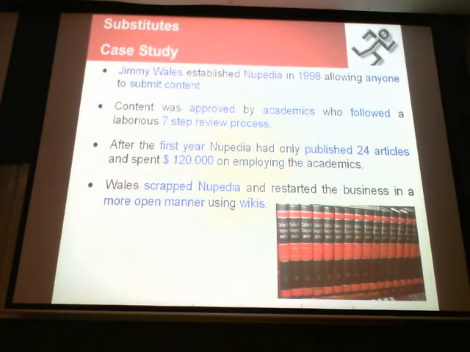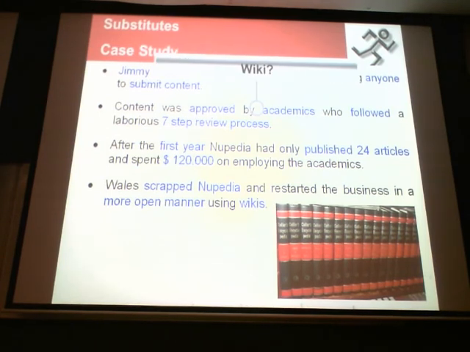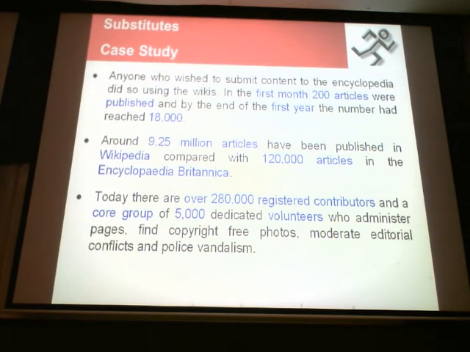He scrapped Nupedia and then opened it up the next year in a more open manner using these things called wikis. What does wiki stand for? It's a Hawaiian word for quick. Yep. Anyway, it was quick. Within the first month, 200 articles were published. By the end of the first year, 18,000 were published. Around 9.25 million articles have been published on Wikipedia against the Encyclopedia Britannica, the substitute technology of the Britannica, which has 120,000 articles. Today, over 280,000 registered contributors contribute.